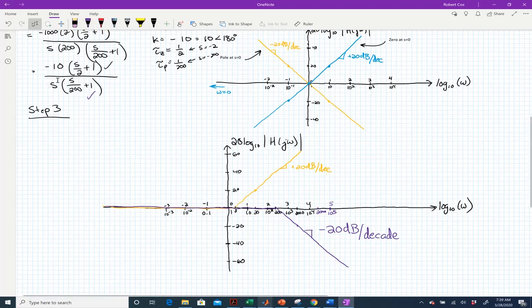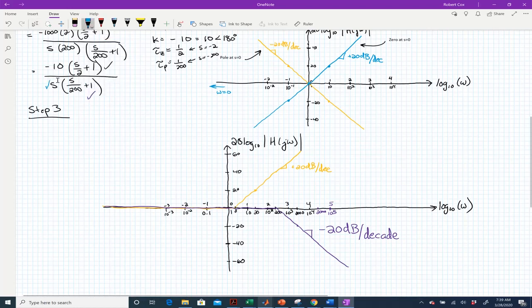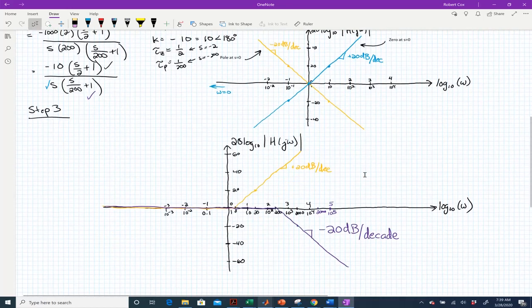All right, now I have to deal with the other special case. In this one I've also got a pole. This guy has a pole at s equal to 0. That guy's always falling, and he crosses through the origin. We did that before, so let's add him in here.